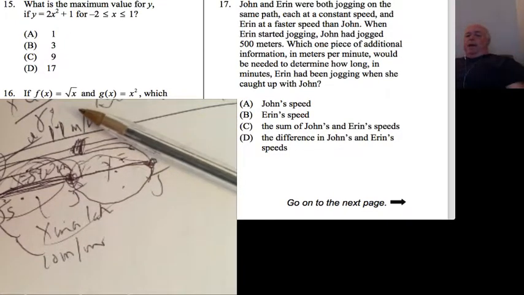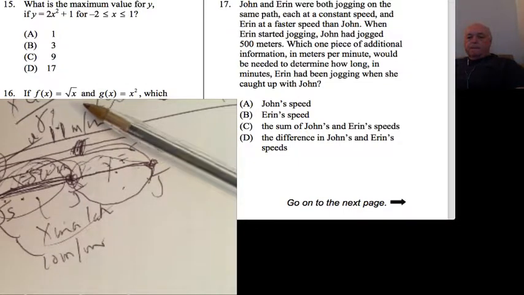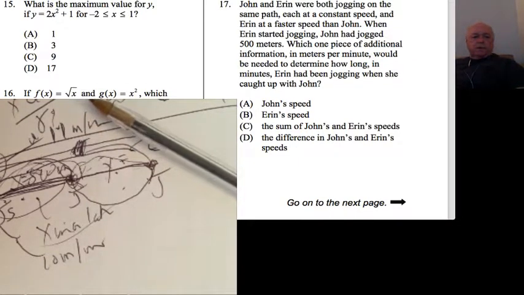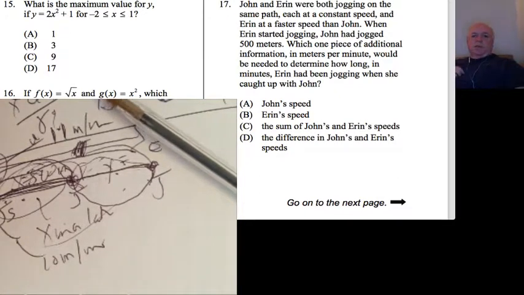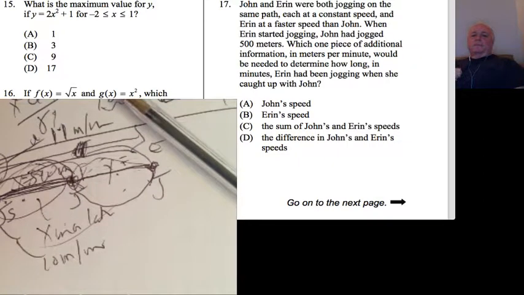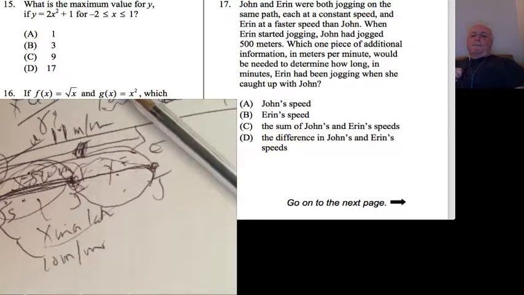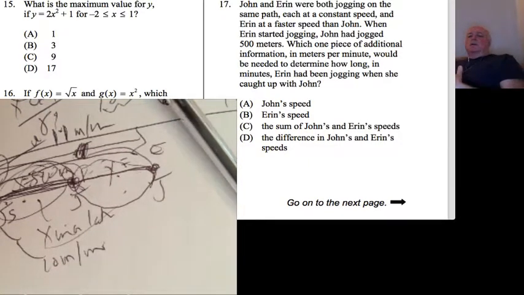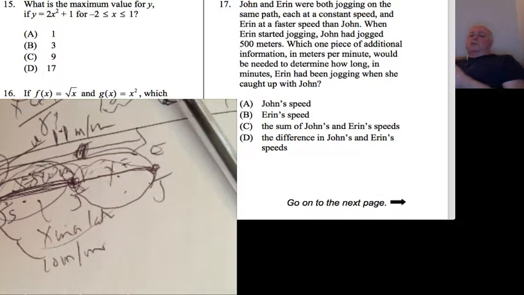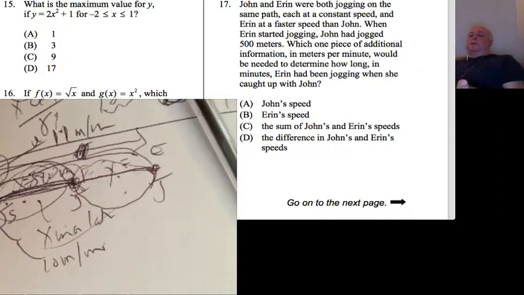Although we can make up a hypothetical speed. I think 17 is B. Where's 17? Oh, we're doing 17. Well, it says which one piece of additional info. So we can't just have Aaron's speed. We need both of their speeds, not just Aaron's speed. Both of their speeds.